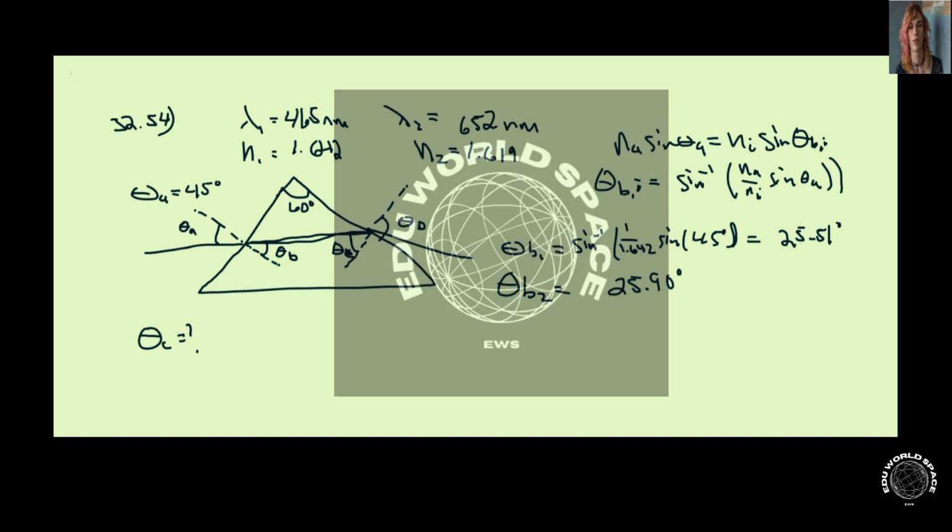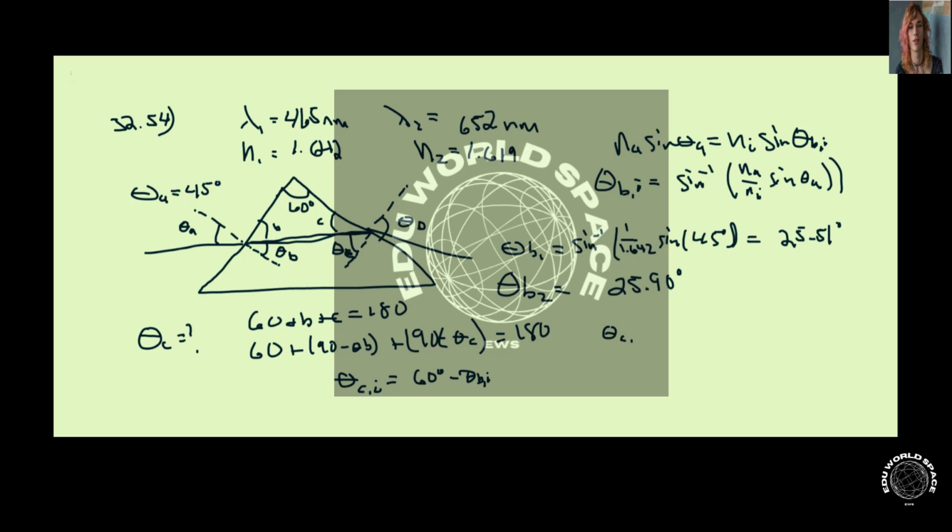Okay, so now we've got to use geometry to figure out what theta C is. If we look at this top triangle, call this angle B, angle C, we know that 60 plus B plus C must be 180. So this is 60 plus 90 minus theta B plus 90 minus theta C equals 180. If you solve that out, we see that theta C_i is given as 60 degrees minus theta B_i. Cool.